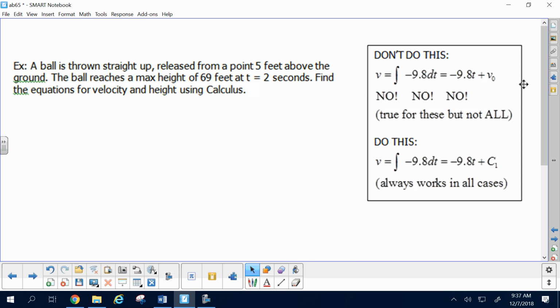A ball is thrown straight up, released from a point 5 feet above the ground. The ball reaches a max height of 69 feet at time 2 seconds. Find the equations for velocity and height using calculus. Do you feel like you know enough to do this yourself, or should we walk through one together?